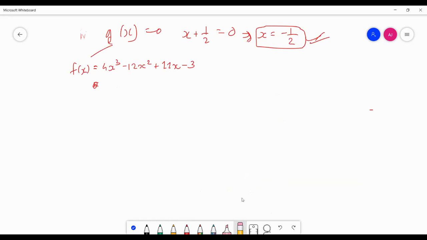Now, the long method. See, this is remainder theorem. Remainder theorem is a shortcut method to find remainder. In the shortcut method, equate g(x) to 0 and put the value of x in f(x). This is the shortcut method, remainder theorem, to find remainders.